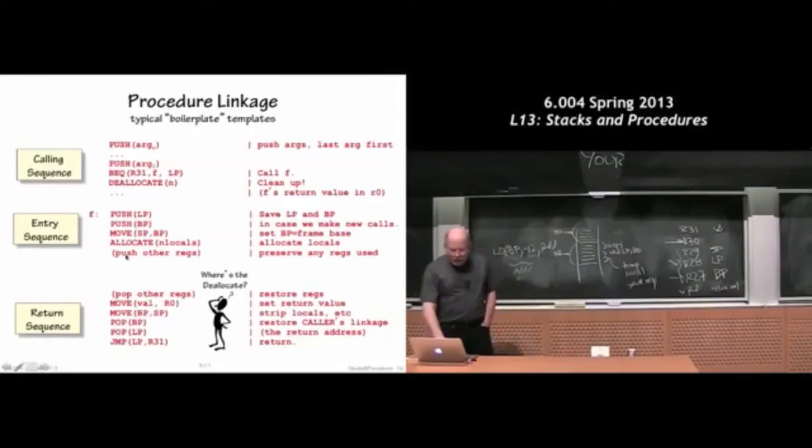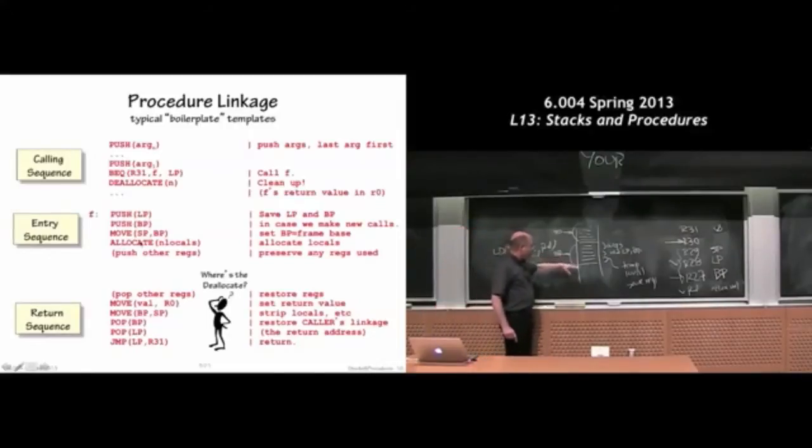Okay, and notice we don't really need an explicit deallocate, because this move of the base of frame pointer back to the SP, so the SP may be all the way up here, this move of the base of frame pointer to the SP sets it back. So that move is an implicit deallocate.